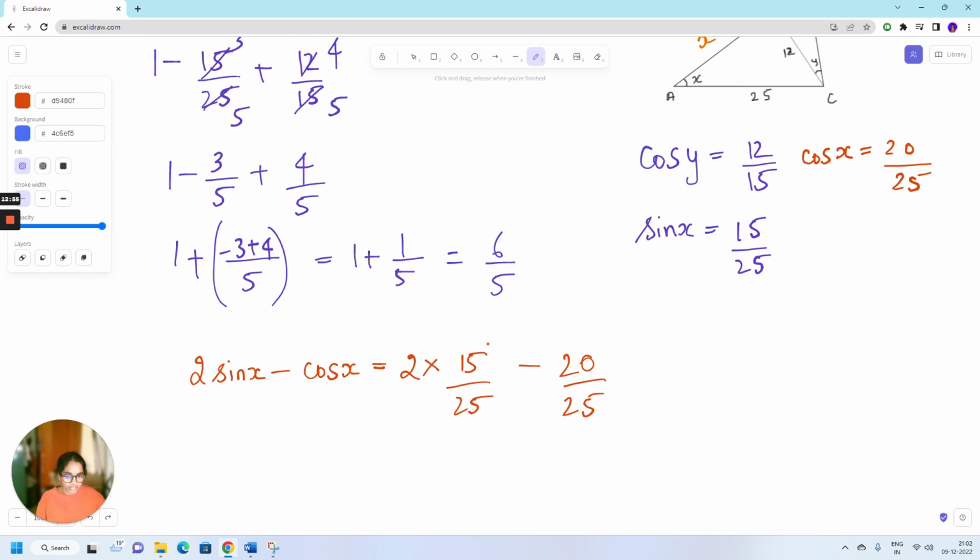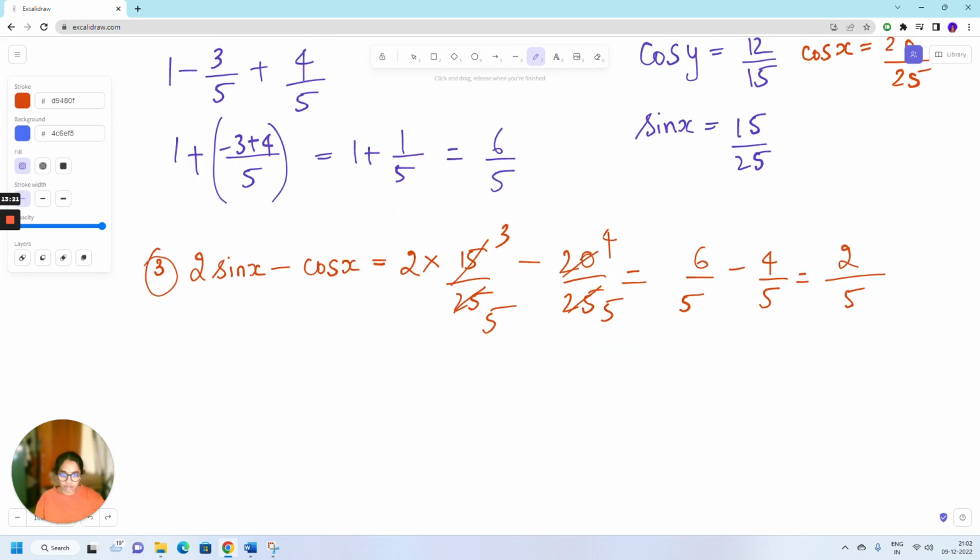Can I cancel this? 5 3s are 15, 5 5s are 25, again 5 4s are 20, and 5 5s are 25. So 3 2s are 6 divided by 5 minus 4 divided by 5. LCM is 5 and 6 minus 4 is 2.